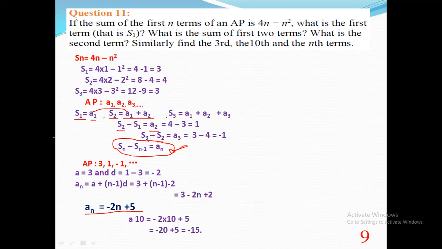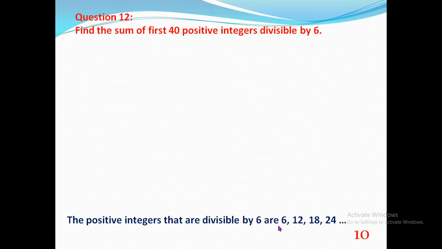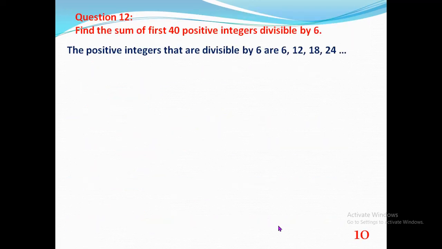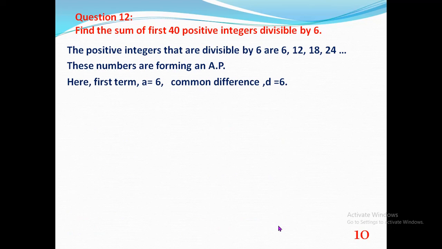Learn this. Find the sum of first 40 integers divisible by 6. First number divisible by 6 is 6, next is 12, next is 18, next is 24. These numbers are forming an AP, as we know. Then A equal to 6 here, common difference D equal to 6. Therefore, what is S40? That is the question.